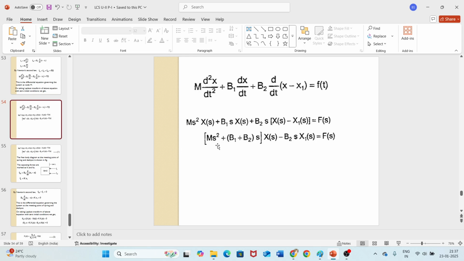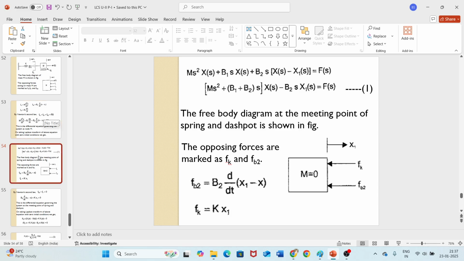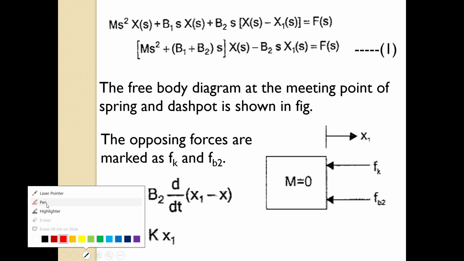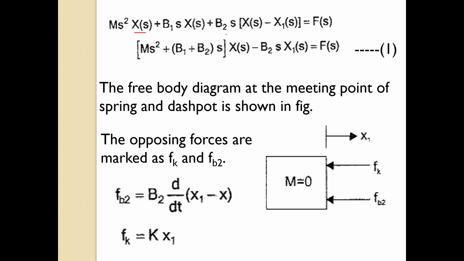That's what is there in the next slide. So what you have to do is take X of s common from these three. What is the coefficient of X of s? m s square plus b1 s plus b2 s. Here I have taken s common and written b1 plus b2 into s into X of s.